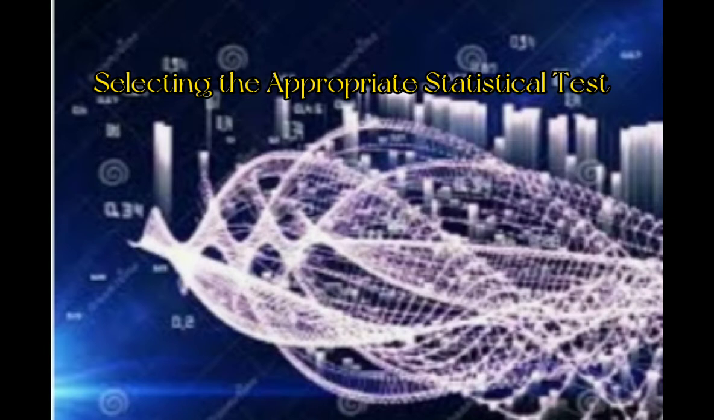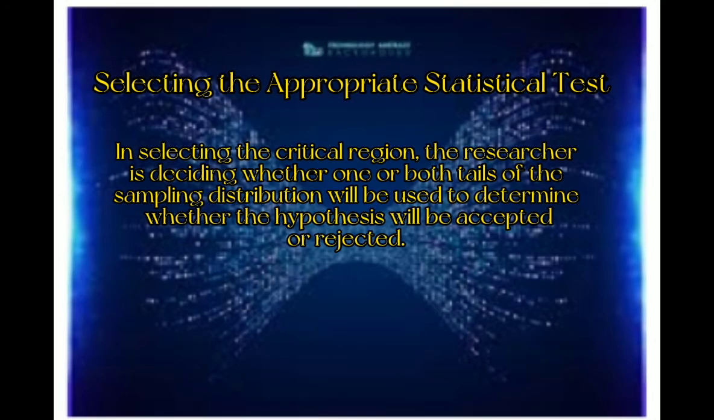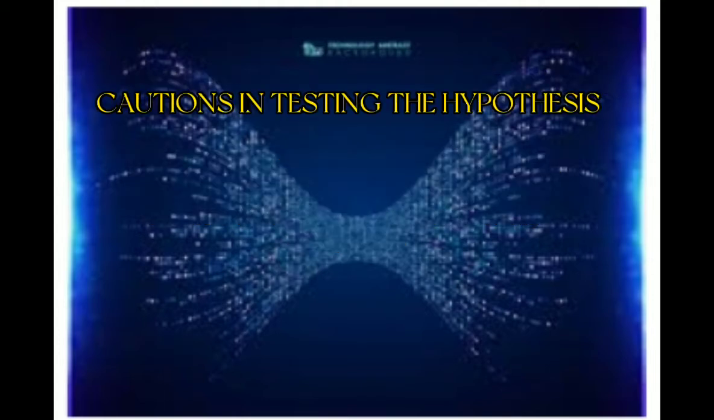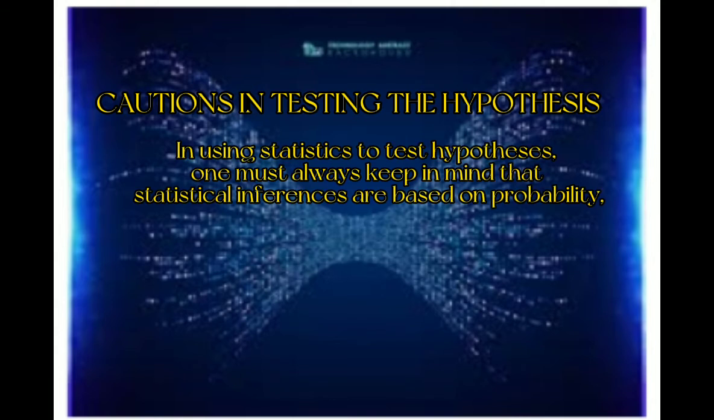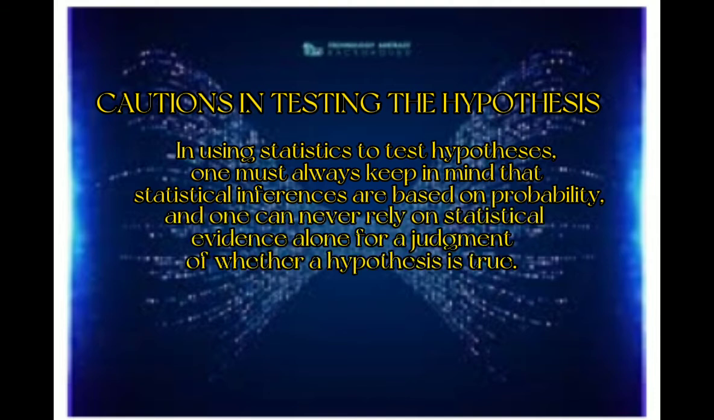Selecting the appropriate statistical test. In selecting the critical region, the researcher is deciding whether one or both tails of the sampling distribution will be used to determine whether the hypothesis will be accepted or rejected. Cautions in testing the hypothesis. In using statistics to test hypotheses, one must always keep in mind that statistical inferences are based on probability, and one can never rely on statistical evidence alone for a judgment of whether a hypothesis is true.